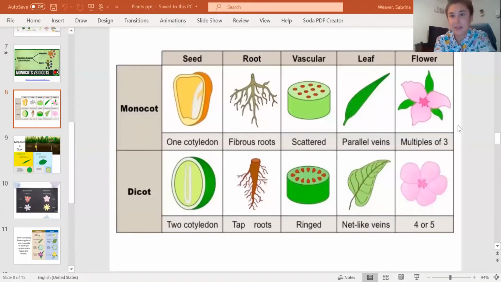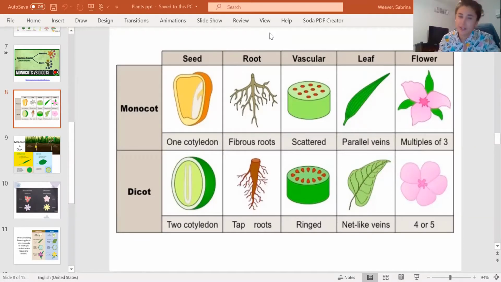So let's take a look at some different things. Let me move myself. So within the seeds, we can see the one cotyledon in the monocot and the two cotyledons in the dicot. If you look at the roots, if you have ever taken grass and pulled it out of the ground, you can see the roots in monocots are fibrous roots. So they go out, they're spread out. But in the root of the dicot, there's one main taproot, think of like a carrot, and that's the main thick root, and other small roots come out of it.